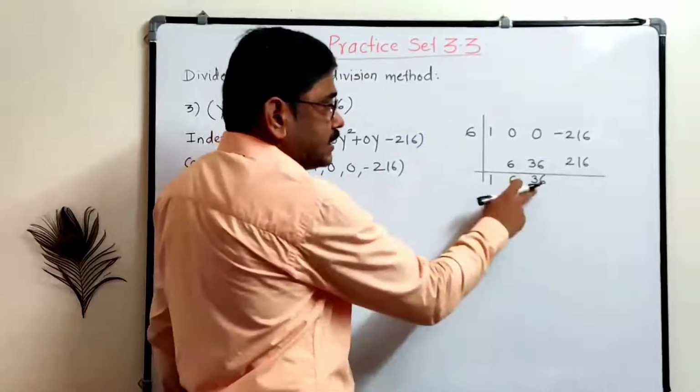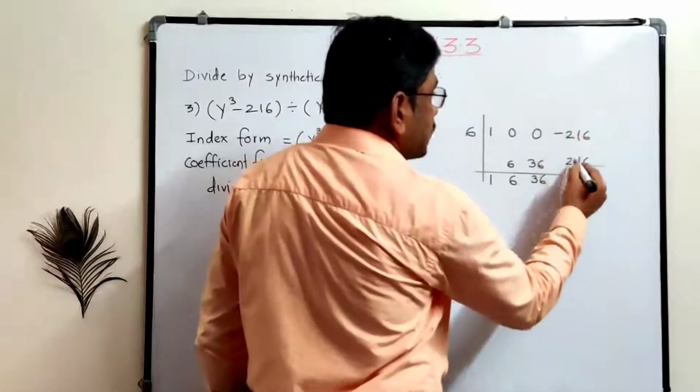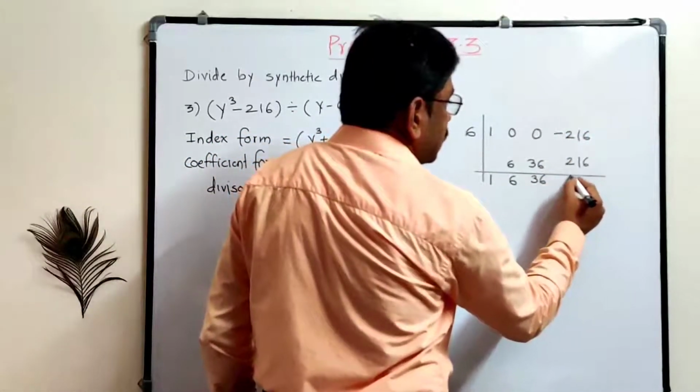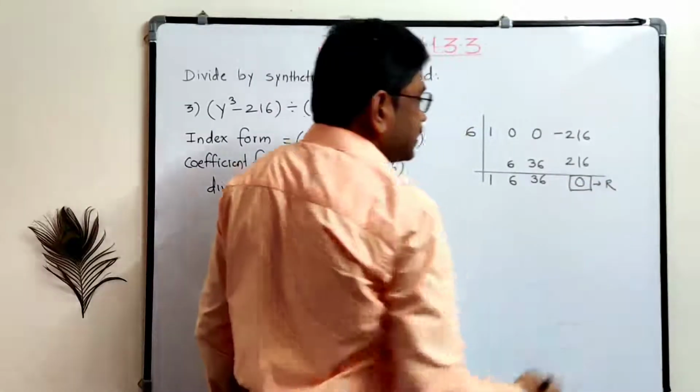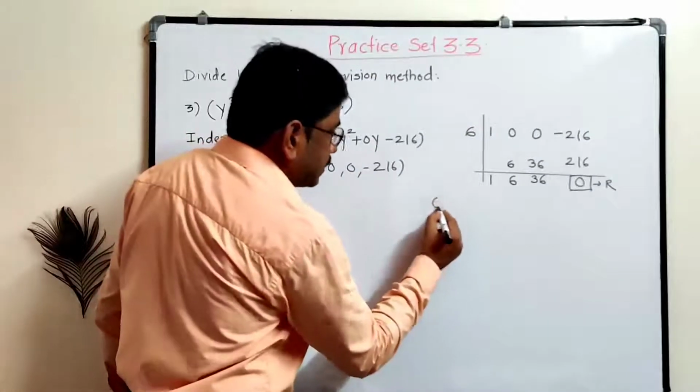So 36 into 6 is 216. So plus 216, minus 216 is 0. So here the remainder is 0. So here it is our remainder. Now the quotient.